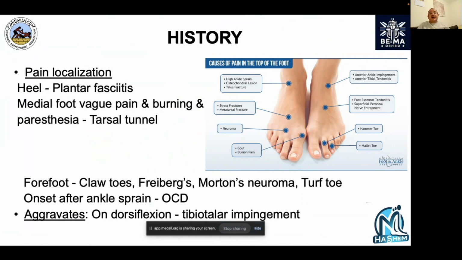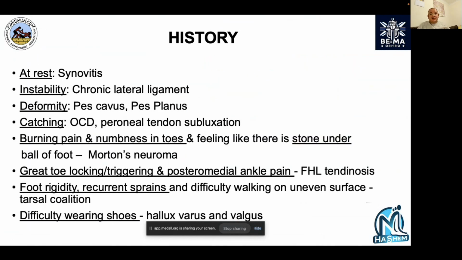If the pain has started after an ankle sprain, it may be an osteochondral lesion or OCD. If the pain aggravates on dorsiflexion, it's an anterior impingement or tibiotalar impingement. If the pain is at rest, mostly it's not mechanical, the problem is inflammatory, and this happens with a synovitis. If the patient with the pain has some instability, it may be a chronic lateral ligament injury. If the patient has a deformity, you can easily spot the difference between pes cavus and pes planus. If the patient complains of a catching sensation in the joint, it could be a loose body, an OCD, or some peroneal tendon subluxation, which is a very, very subtle thing and very easily missed.